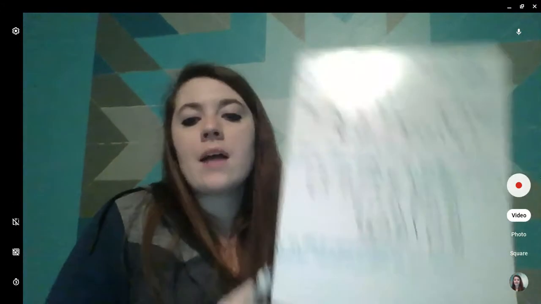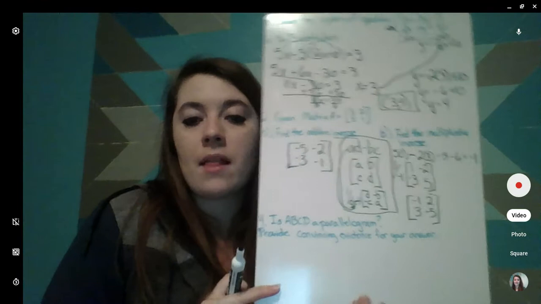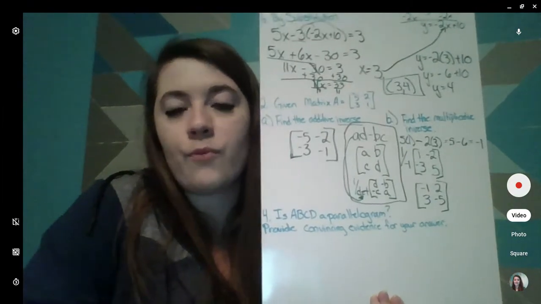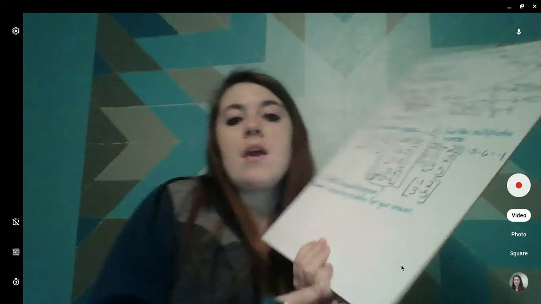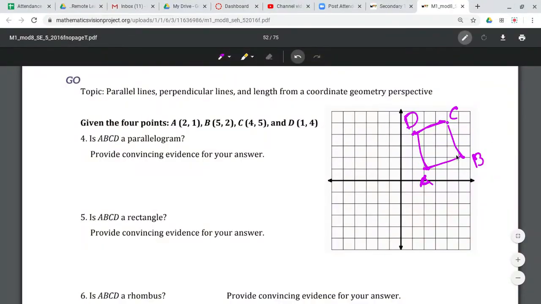All right, our last question, I have it on here, but is ABCD a parallelogram? Provide convincing evidence for your answer. So I'm going to go to the workbook to show you because this is a graphing thing. So I already have it all nice and graphed out for you guys. So given the 4 points, A, which is 2, 1. So right here, 2, 1. B, which is 5, 2. C, which is 4, 5. And D, which is 1, 4.